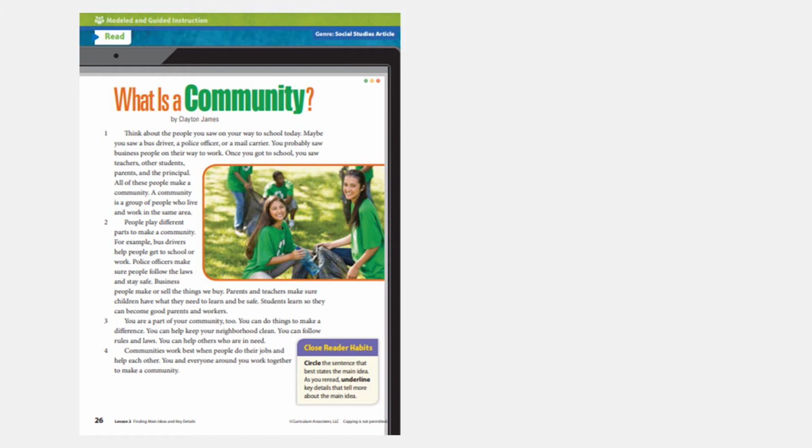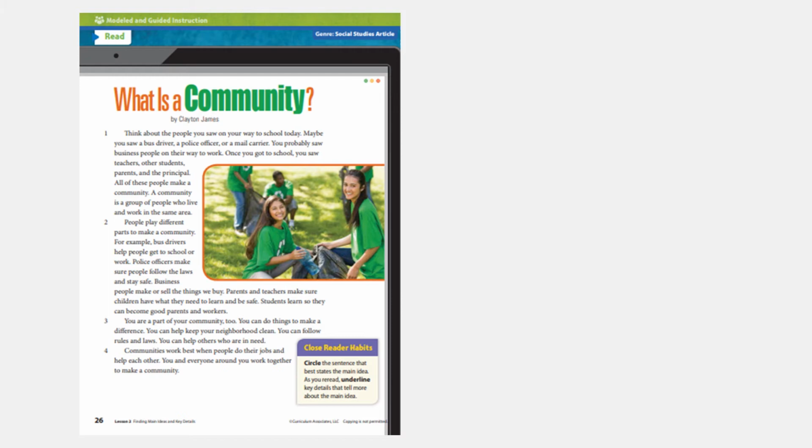And I'm looking at the picture there, and I see a bunch of kids. It looks like they have bags. Maybe they're picking up trash. They look happy, and there's a bunch of different types of people. And I'm also noticing that they're wearing green shirts, and the word community in the title is also green. I wonder if that's related. All right, follow along with me as I read.